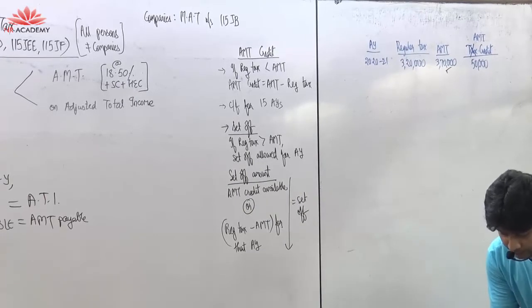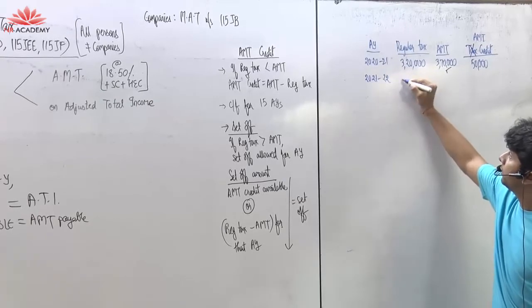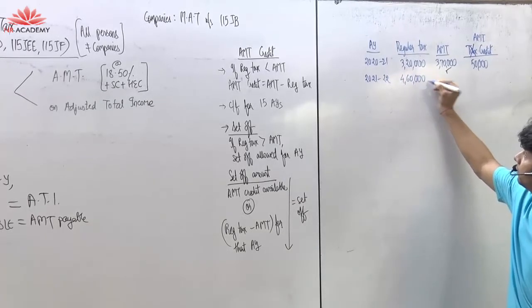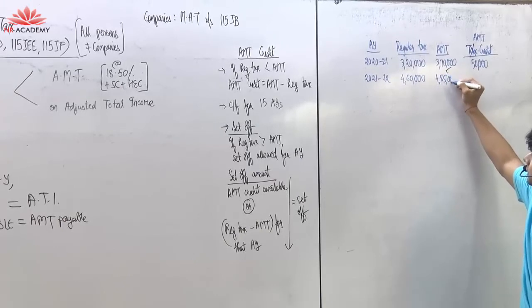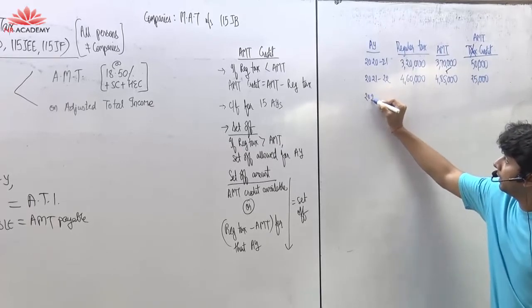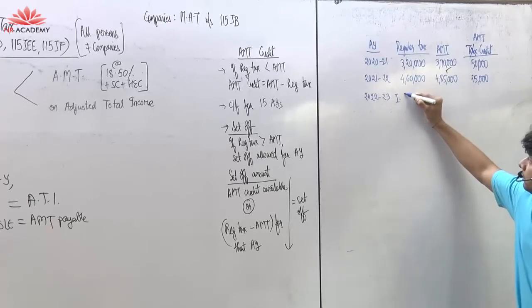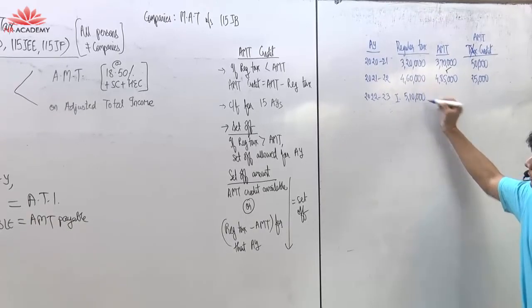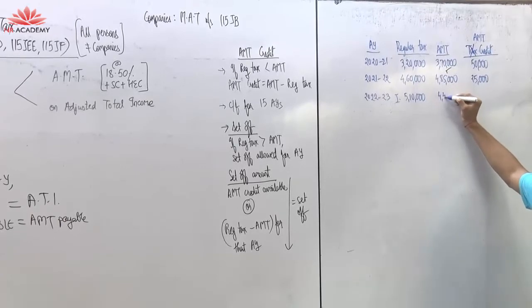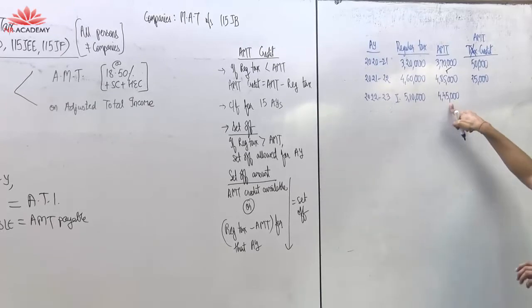So if I continue this example, say assessment year 21-22, 4,60,000 is regular tax, 4,85,000 is AMT. What will I pay? AMT. I am paying something extra. So that extra is AMT credit, which is carried forward. Now in 2022-23, example 1, regular tax 5,10,000 and AMT is 4,45,000. Now is regular less than AMT?